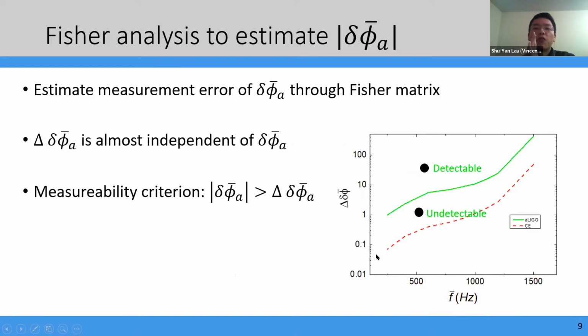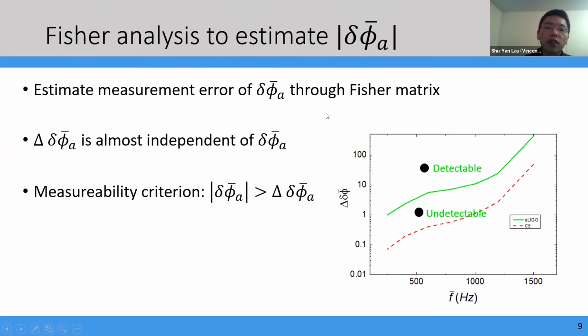So next, we perform the Fisher analysis to see how detectable these I mode parameters are. In particular, we look at the overall phase shift on the orbit. Through a Fisher analysis, we compute the Fisher matrix of the above waveform, and the inverse of the Fisher matrix gives us the measurement error of these parameters.